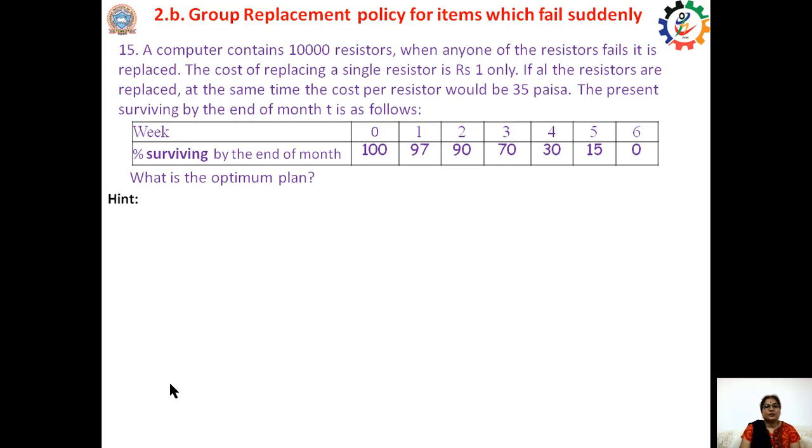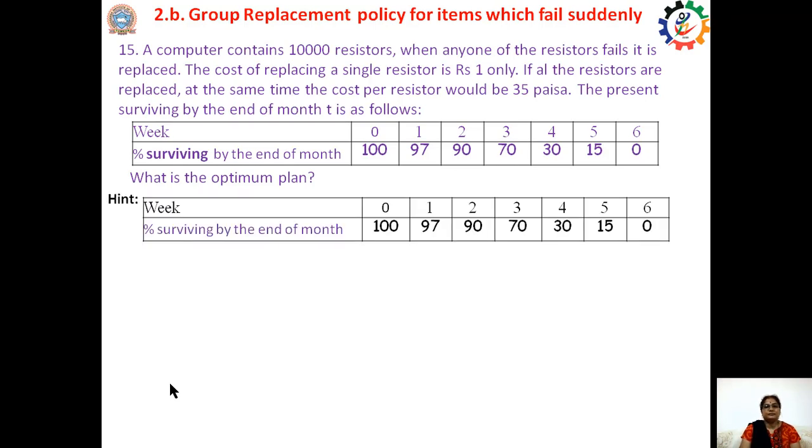You see this problem. Percentage surviving operation, all are the same, opposite to failure. A computer contains 10,000 resistors. When any one of the resistors fails, it is replaced. The cost of replacing a single one, that is the retail price, is 1, whereas the wholesale price is 35 paisa. Surviving is given, which means you have to find out failure. We are not interested in the surviving, because survived resistors we are not replacing.